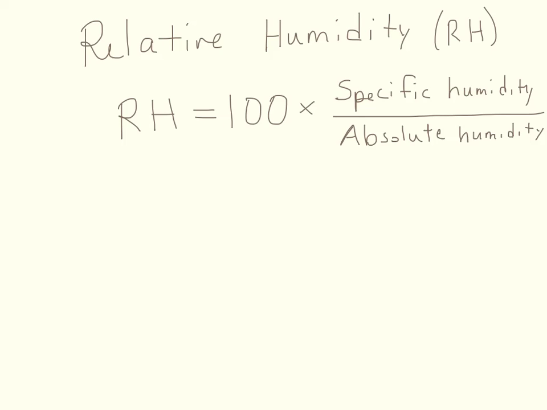We're going to go through an example here to calculate relative humidity. Relative humidity is equal to the specific humidity of the atmosphere divided by the absolute humidity, which is a function of the temperature of the atmosphere, multiplied by 100. And relative humidity is expressed as a percent. So it's really the ratio of moisture in the atmosphere to the amount of moisture that the atmosphere could hold at a specific temperature. Let's go through an example here of how one might actually calculate relative humidity.